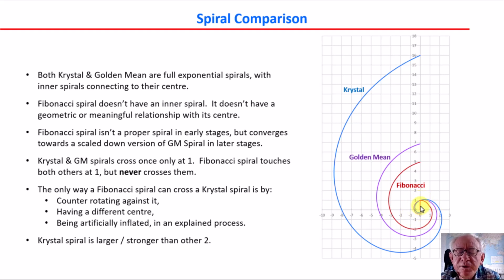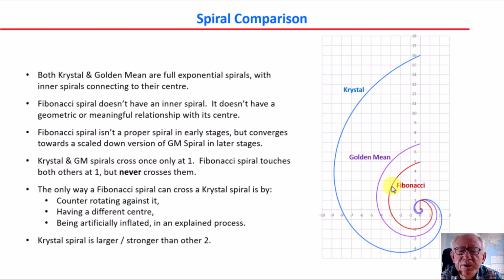Now, the Fibonacci spiral doesn't have this internal spiral. It doesn't have a direct relation between 1 and 0. The process for generating the Fibonacci spiral is unstable between 1 and 0, and it creates unstable oscillation between 1 and 0. So it doesn't have this direct relationship with its point of origin and source. The Fibonacci spiral is effectively a derived spiral. It derives from other spirals such as the golden mean spiral, or in some cases the Krystal spiral.